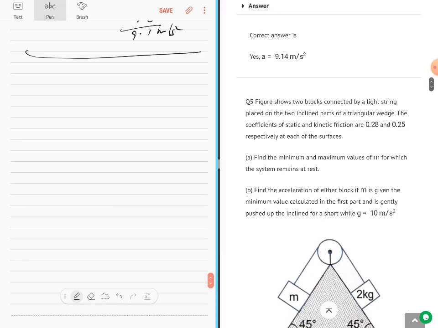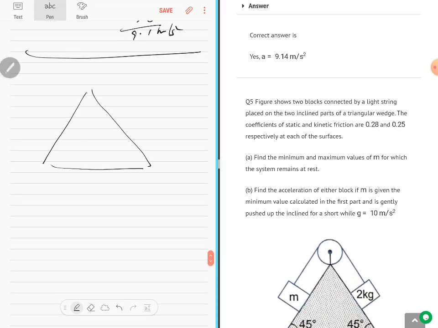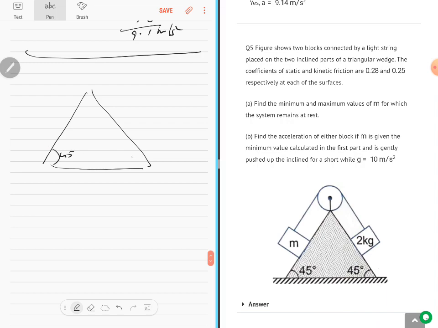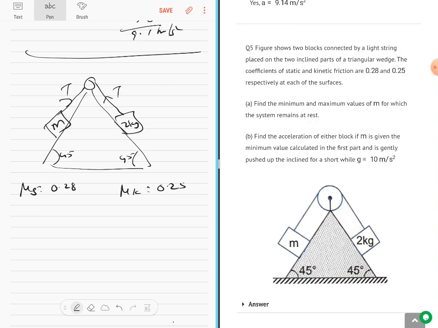So the next thing is, you have an incline of 45 degree and another 45 degree, where there's a mass m and there is a mass of 2 kg, running over a pulley here, and therefore this is tension, this is tension. Then they are saying that the coefficient of static friction is 0.28, the coefficient of kinetic friction is 0.25, which exists between the block and the surface. Find the minimum and the maximum value of m, so that the system will be at rest.